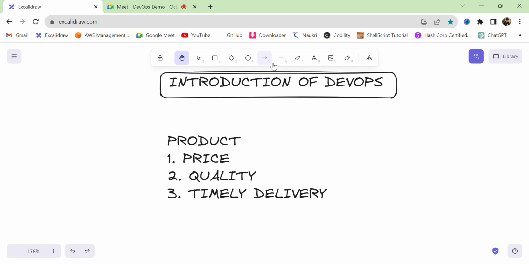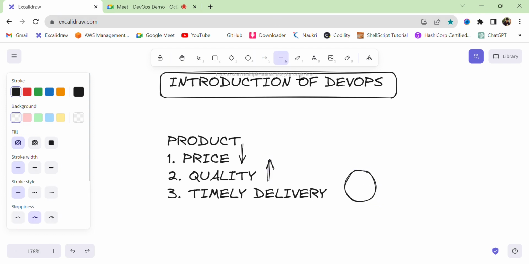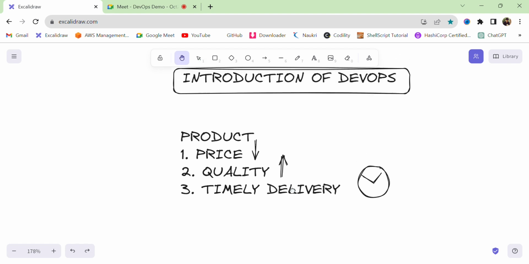If a product wants to be sold properly, or has to be at number one, the first and foremost thing is the price. Second, it has to have high quality, and it should be delivered very quickly. These are the three important factors for any product. The lower the price, the better the quality, and if it is delivered on a timely basis, then the product can win the market. This is a very simple concept related to any product.